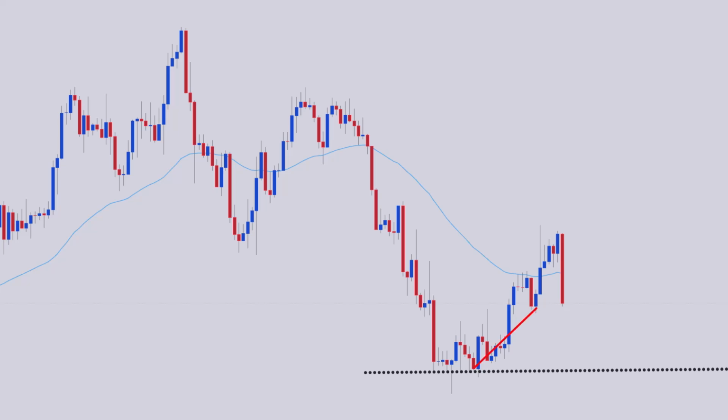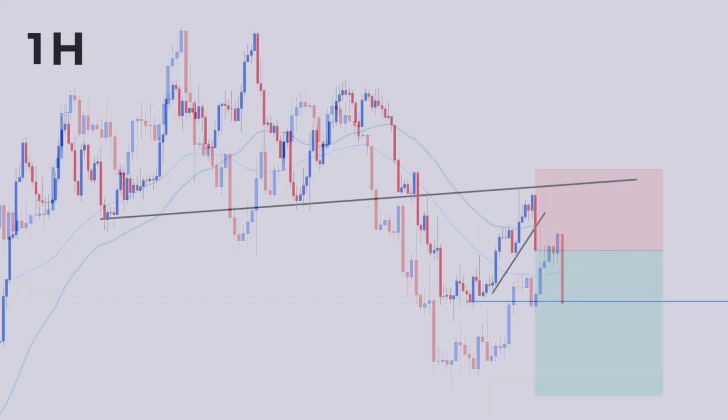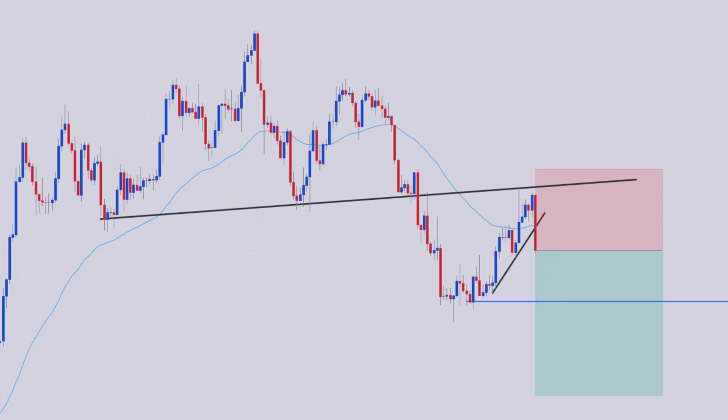We put a trend line on the short-term pullback and wait for the break to enter. You see how all these things line up, creating a high probability trade setup?